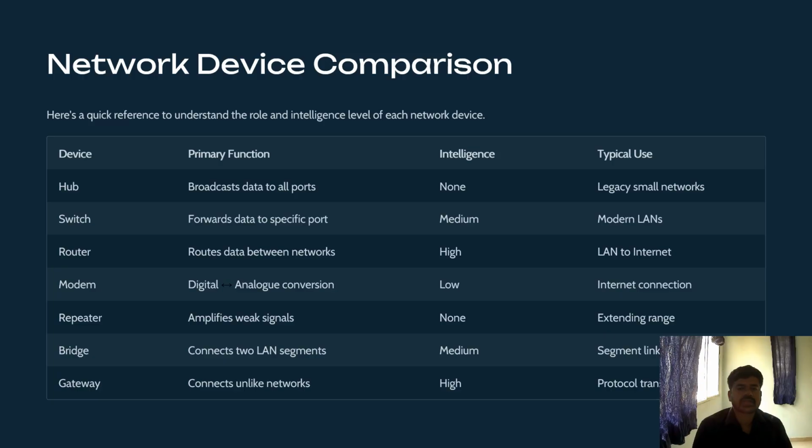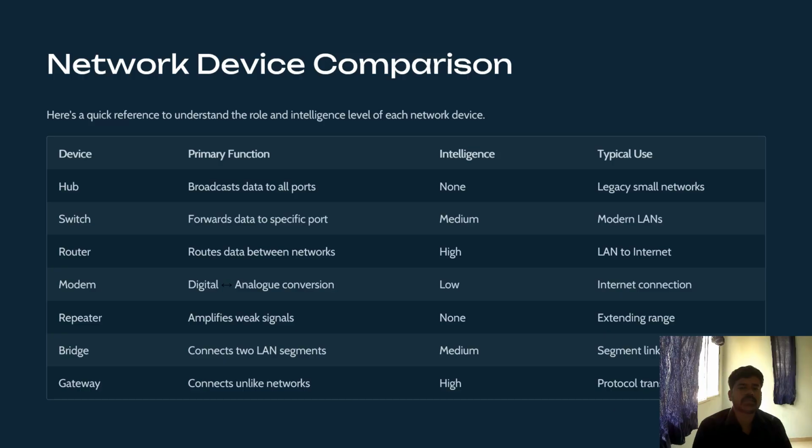It connects your network to the internet service provider. Now we have repeater. Repeater works at first layer. Its main job is to boost weak signal and extend network distance.